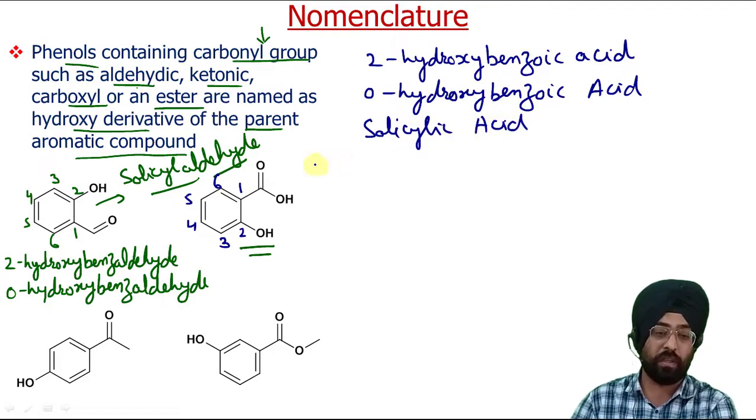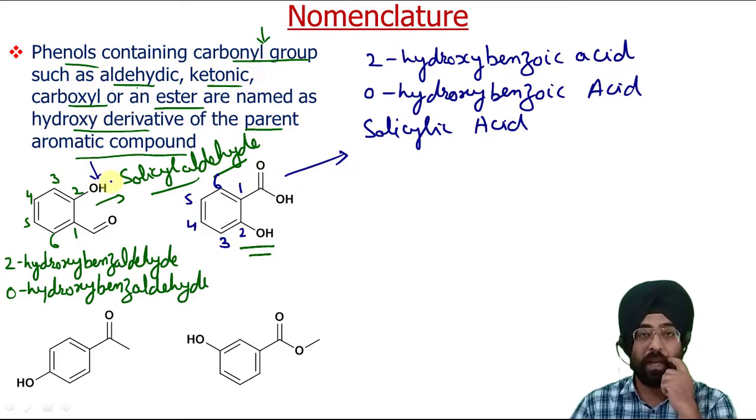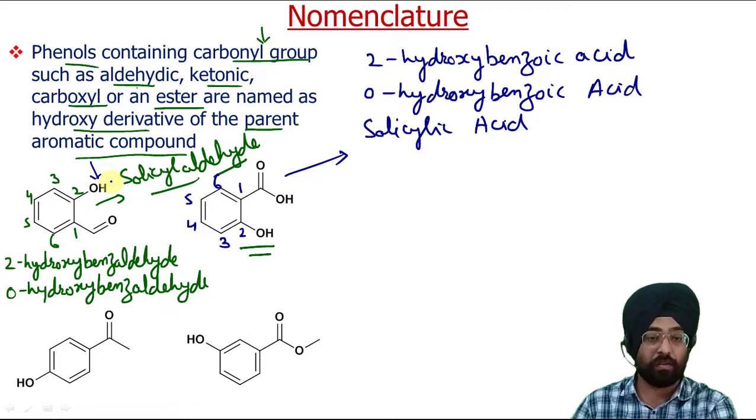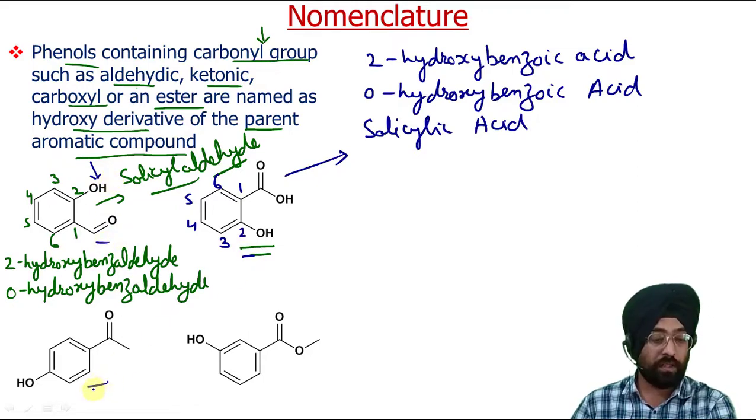So that is also the name of this compound. So that is how we name these compounds. If we have an aldehyde group in addition to an OH group, then the OH group is named as a prefix, hydroxy. So these are the names of these two compounds. Now let us see what its name will be.